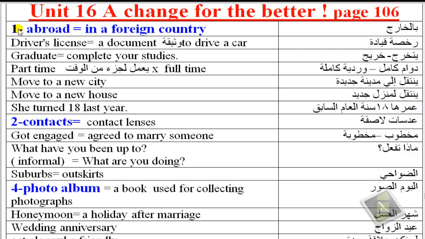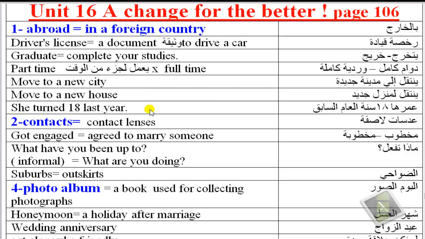Let's start. Unit 16, A change for the better. Page 106. Exercise 1 words. Abroad: in a foreign country. Driver's license: a document to drive a car. Graduate: complete your studies. Part-time, opposite full-time. Move to a new city, move to a new house. She turned 18 last year.